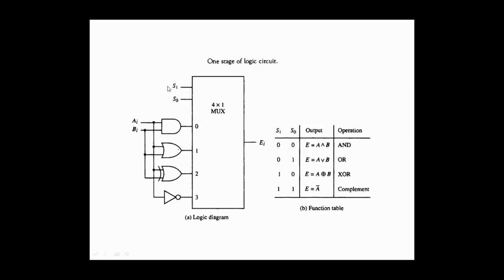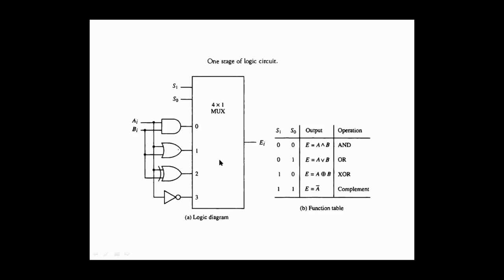If the control unit says 0 0 here, then we will get an AND output. If it says 0 1, we will get an OR output. If it says 1 0, we will get an XOR output. And if it says 1 1, we will get a NOT output of A.